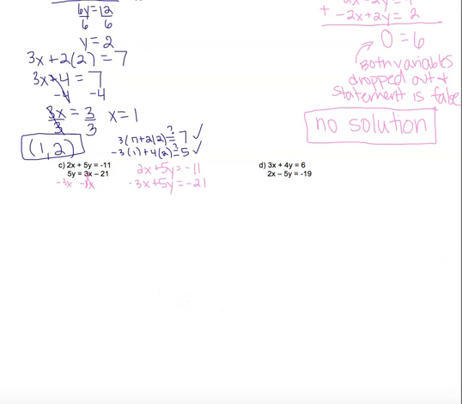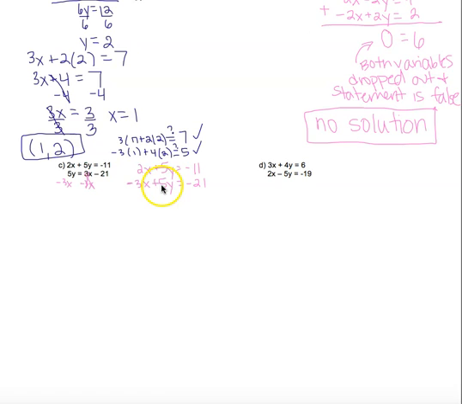So now my next step is to obtain opposites on one set of variables. When I look at my x's, I have 2 and negative 3. Obviously, those are not opposites. And there's no integer that I can multiply 2 by to get negative 3. So if I choose the x's, I would have to multiply both equations by something. So I'm going to take a look at the y's first before I choose to do that.